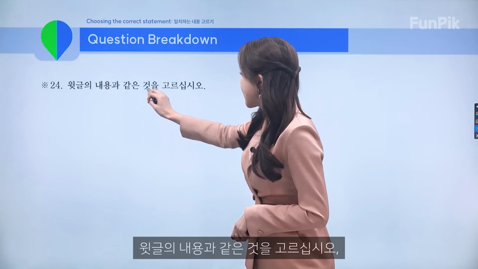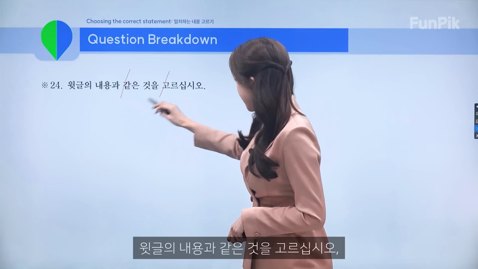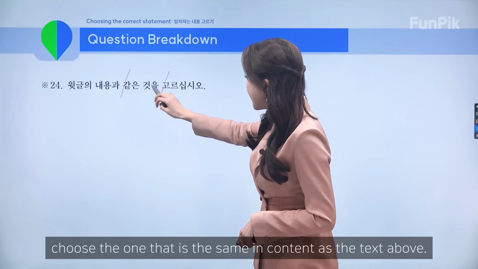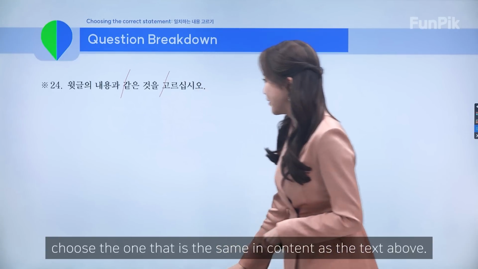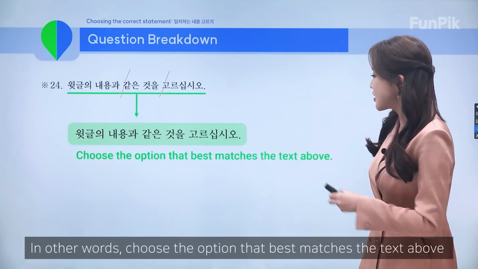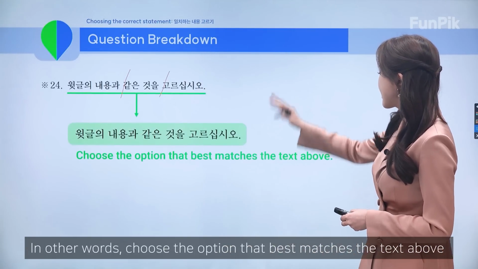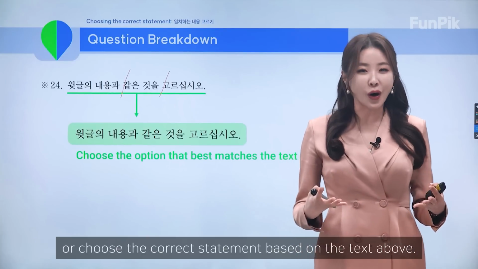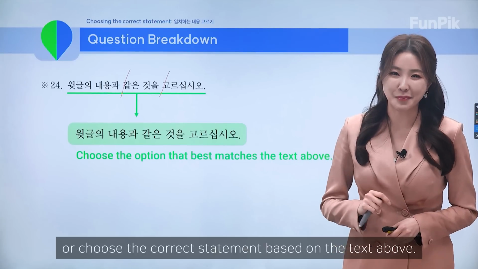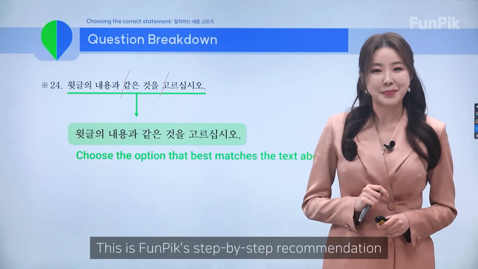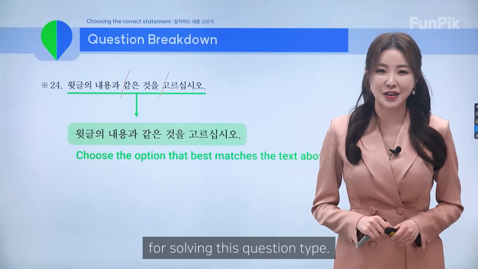윗글의 내용과 같은 것을 고르십시오. Choose the one that is same in content as the text above. In other words, choose the option that best matches the text above or choose the correct statement based on the text above. Now this is FunPik's step-by-step recommendation for solving this question type.